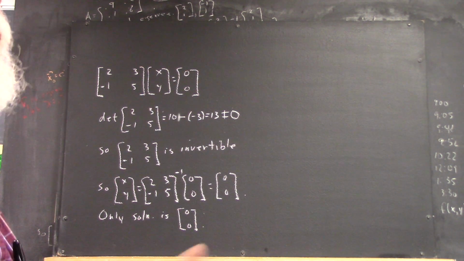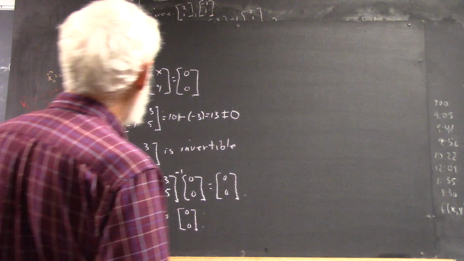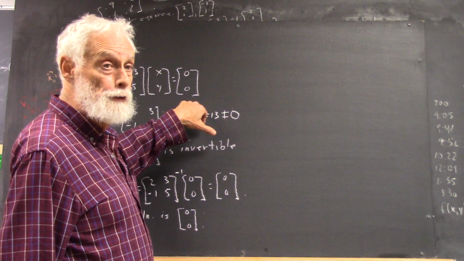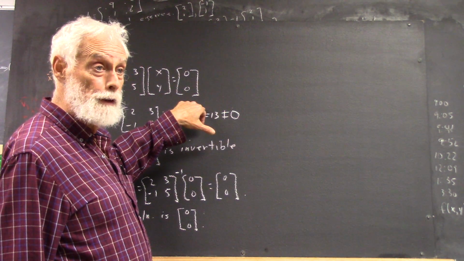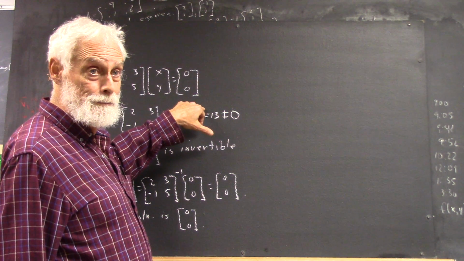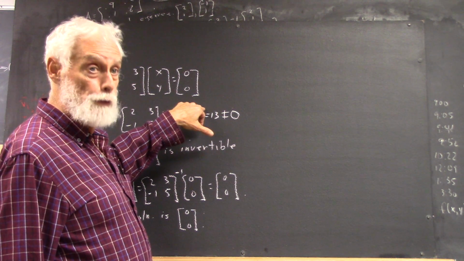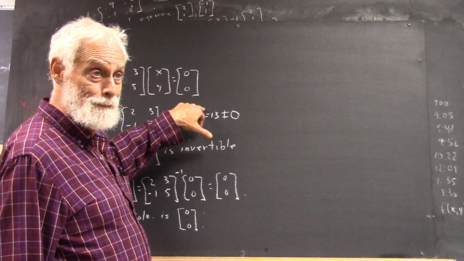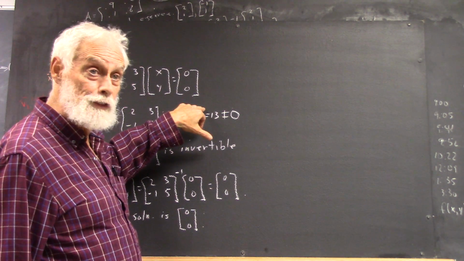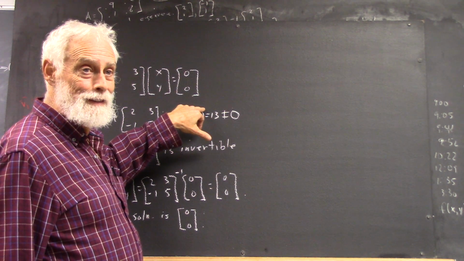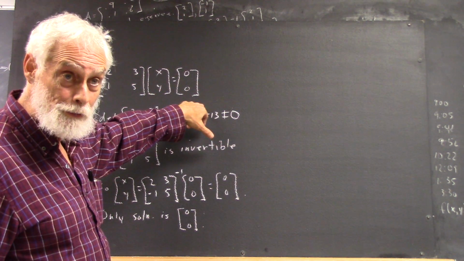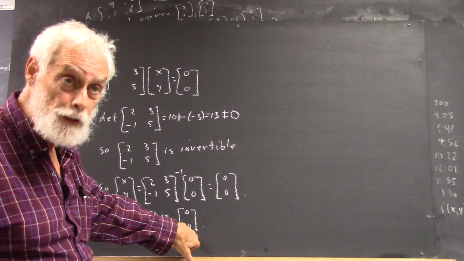Very simple. So if you're asked to solve an equation where a matrix times a vector equals 0, 0, first thing you do is you calculate its determinant to see if the matrix is invertible. You don't go to the trouble of inverting it. You just calculate its determinant. If the determinant isn't 0, you can invert the matrix, and your only solution is a zero vector.